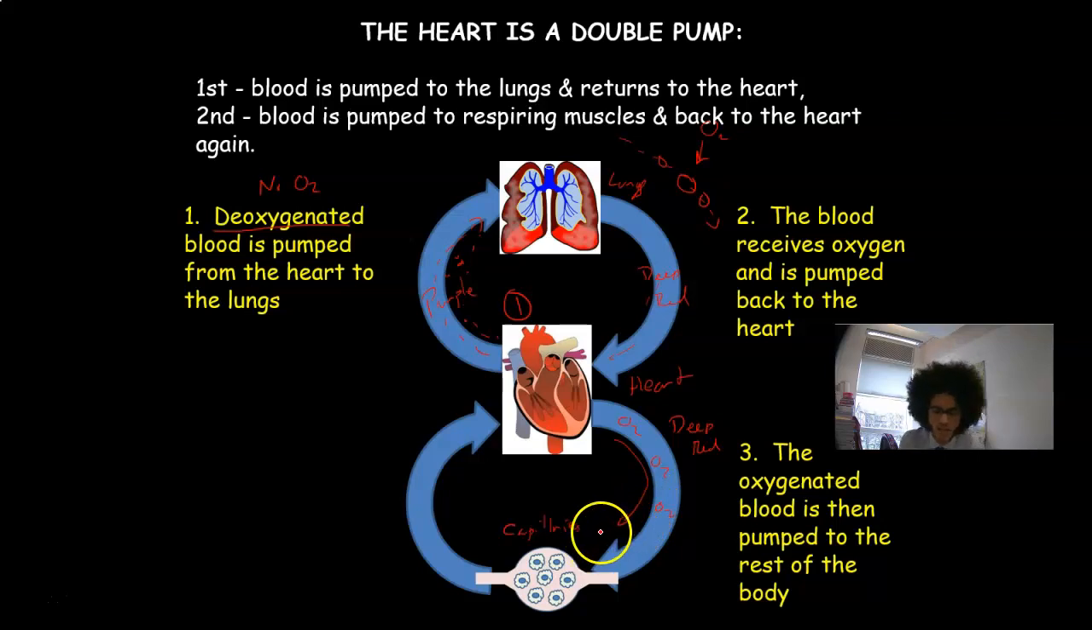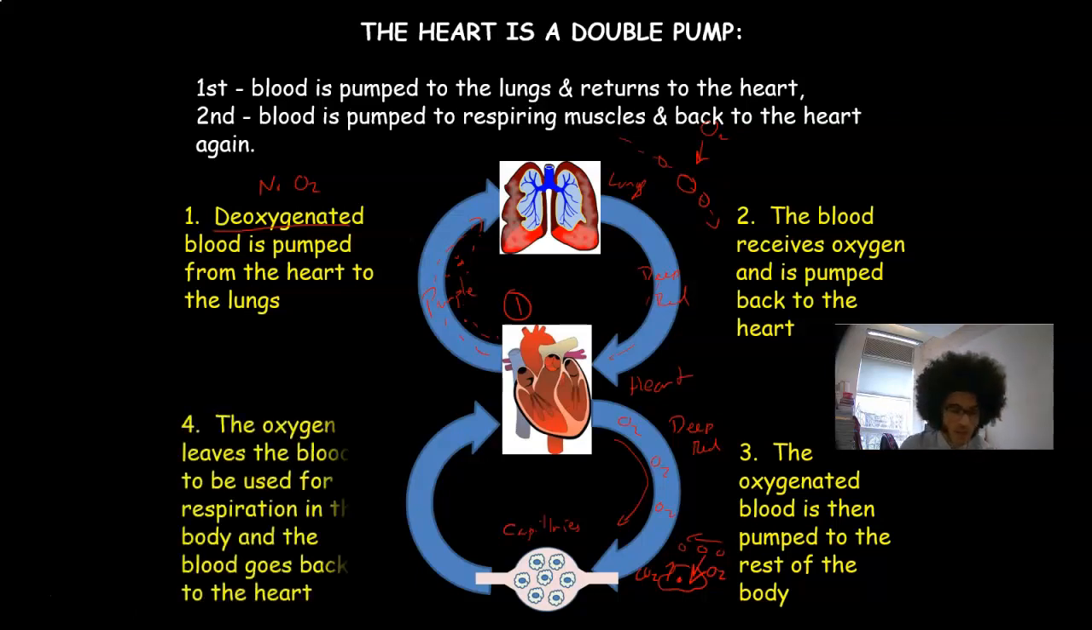Now when it gets to the capillaries, those cells are going to take that oxygen as well as the glucose and other bits and bobs that are travelling inside the blood. So if this is your cell, and these are the red blood cells that are travelling past it, they're going to send oxygen into that cell. And then once it does respiration, it will send out carbon dioxide. The blood will take in the carbon dioxide to send it out so it will be breathed out. And then step 4 is the oxygen leaves the blood to be used for respiration in the body, and the blood goes back to the heart.